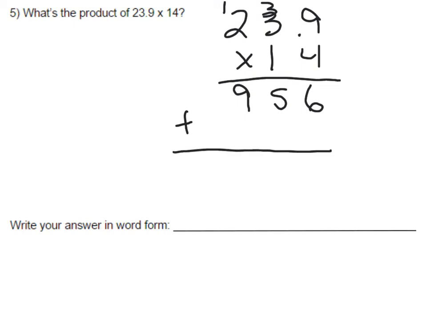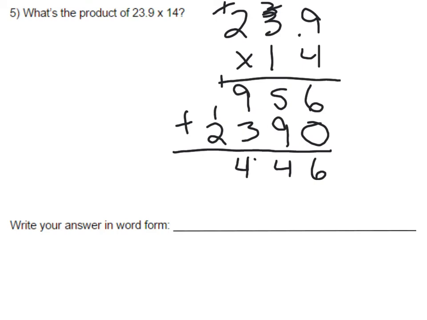Let's move to our ones place, cross off any regrouping, and add my 0 as a place marker. 1 times 9 is 9, 1 times 3 is 3, and 1 times 2 is 2. If I add them all up correctly, 6 plus 0 is 6, 9 plus 5 is 14, carry my 1. 9 plus 1 is 10, plus 3 is 14, and 2 plus 1 is 3. So I get 3,446.